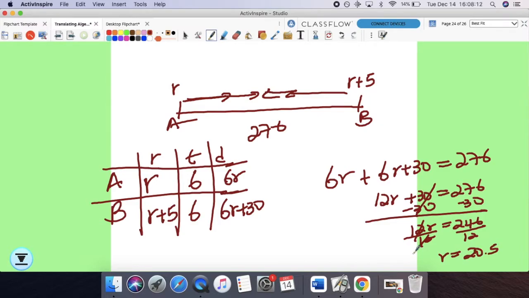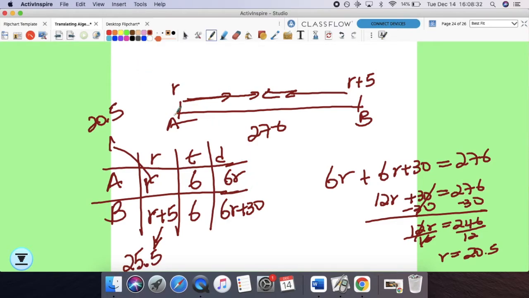And that's the speed of one car. So one car was traveling at 20.5 miles per hour. And the other car, 20.5 plus 5, so his speed obviously is 5 miles per hour faster.